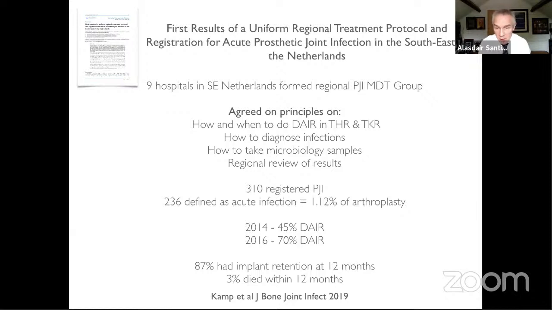236 of them were acute infections, so about 1%. But before they did this, their success rate for DAREs was 45%. And afterwards, when they'd all agreed on principles, it rose to 70%. And I was at a meeting most recently, and there's more up-to-date data which they presented, which shows it's even higher now, showing that collaborative work and agreement of principles really is the way forward.